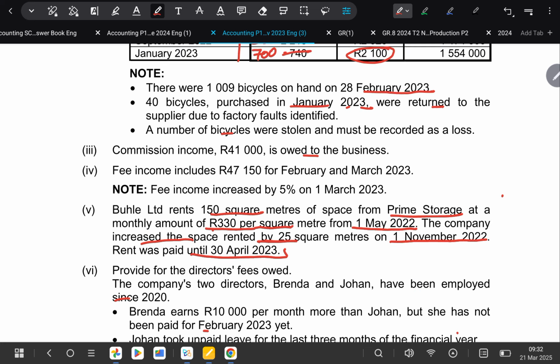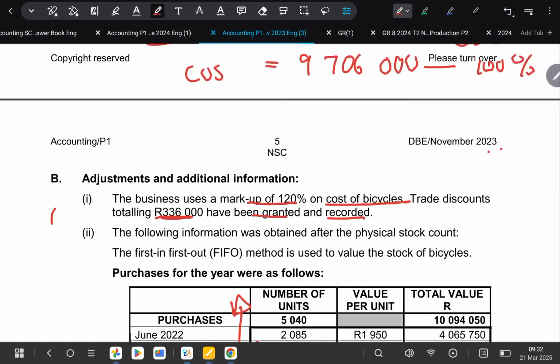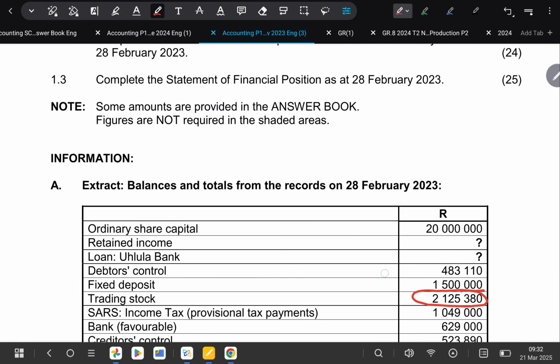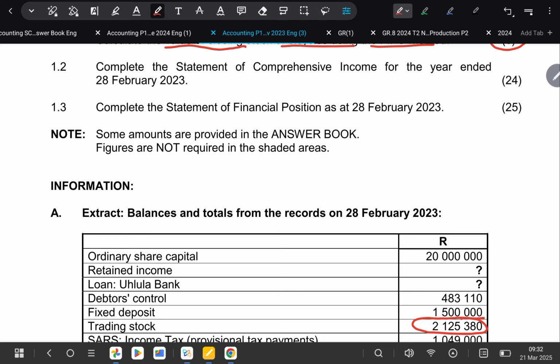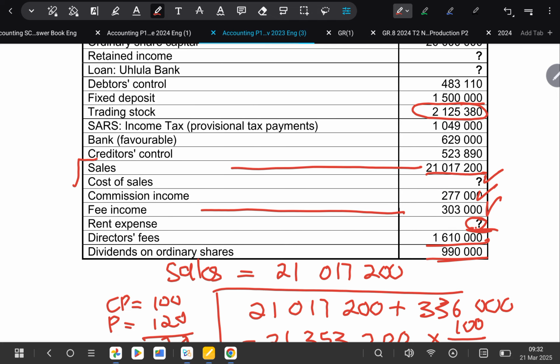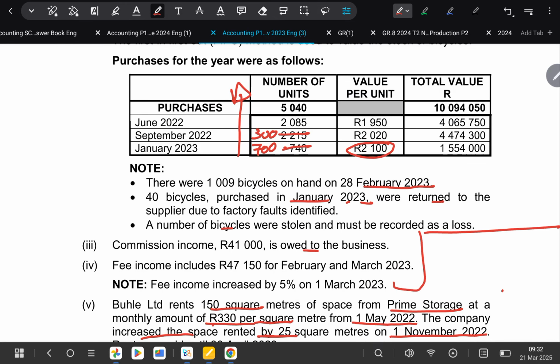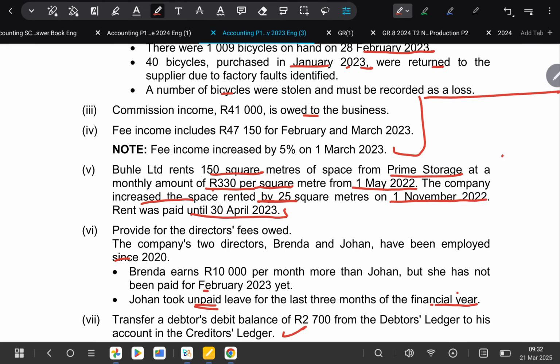So remember, the first thing that you must remember is that you are doing the income statement. On this question, learners were required to do the income statement and also the statement of financial position. So I will show you how to do this part so that you can get both the figures for the income statement and the balance sheet.